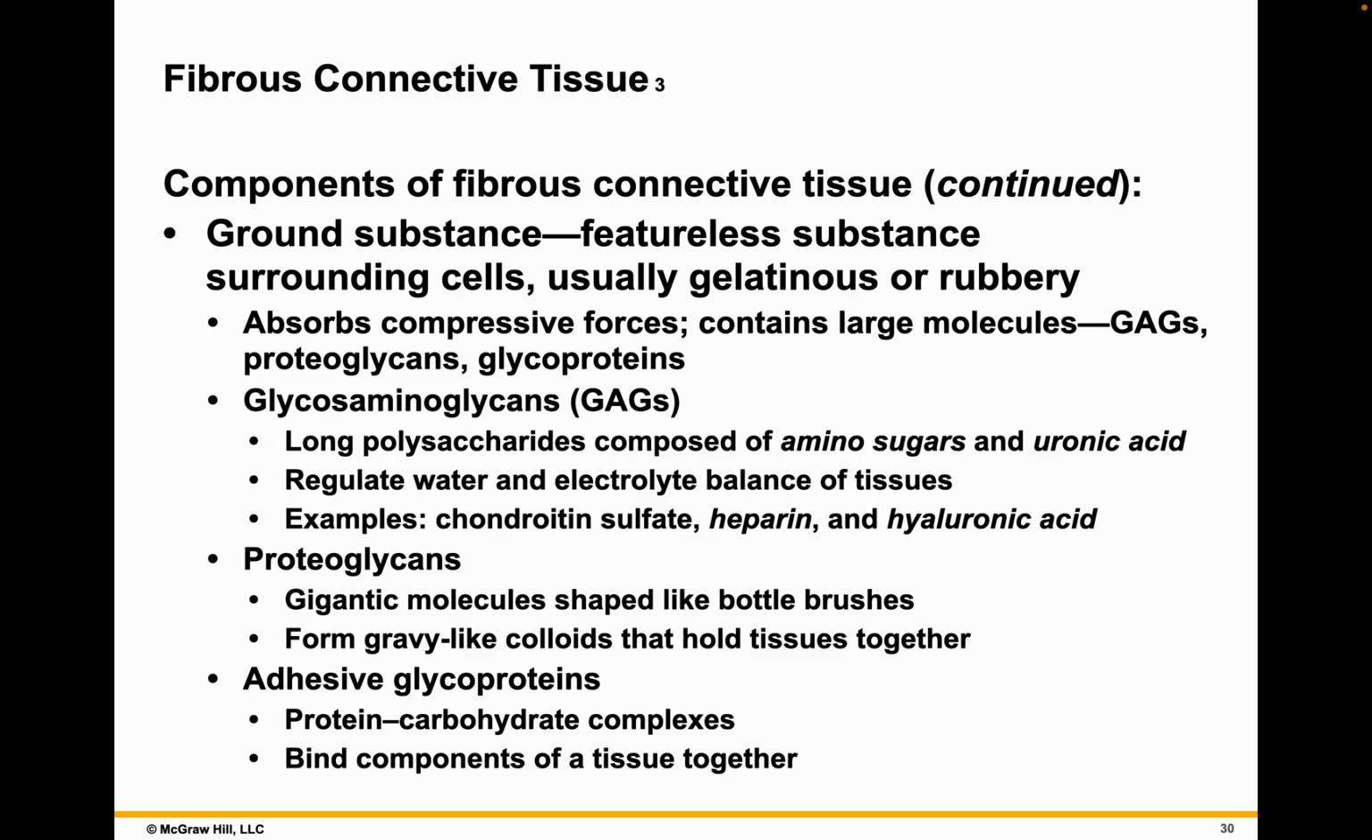There are proteoglycans, which are gigantic molecules shaped like bottle brushes. They form gravy-like colloids that hold tissue together. Then there are adhesive glycoproteins, which are protein carbohydrate complexes, and they're going to bind components of a tissue together.